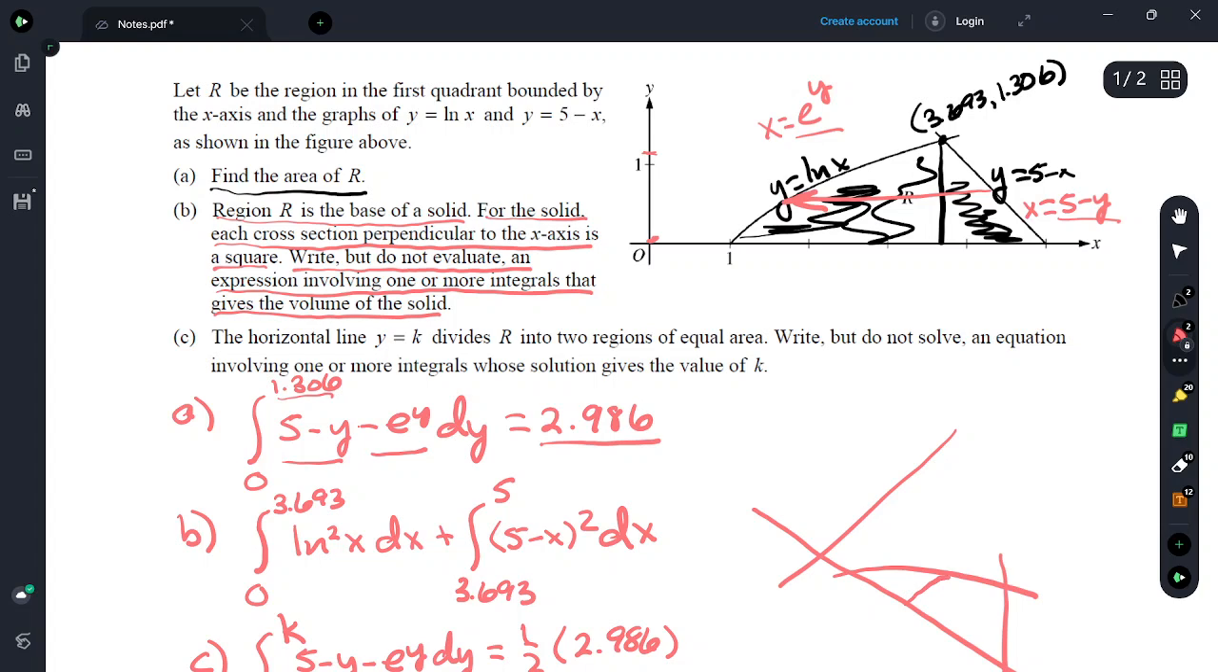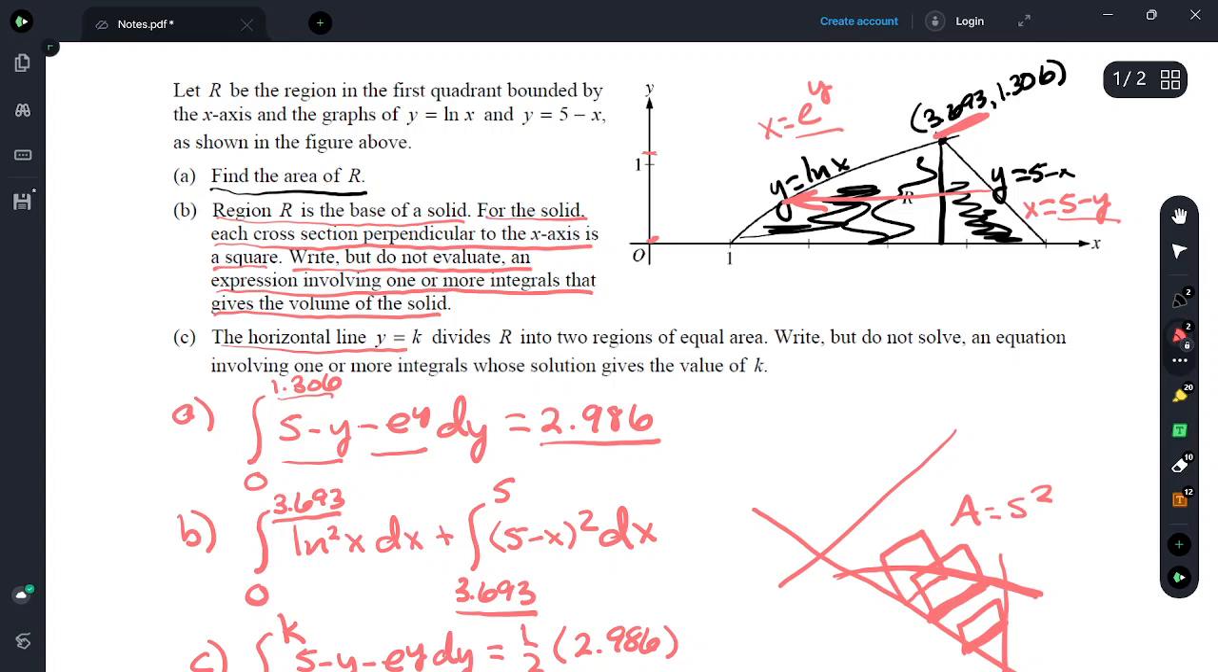So the cross-sections are squares, and the cross-sections follow the natural log of x, but then eventually those cross-sections are going to follow the line. So we're going to go from 0 to the x-coordinate, along natural log of x. So we have to square that because our cross-sectional area is side squared. So the length of a side is going to be the curve. But then eventually we start following the line, and the length of the side is the function value for the line, whatever x value we're at.